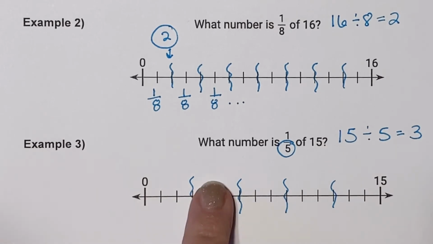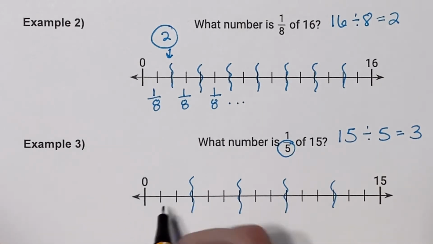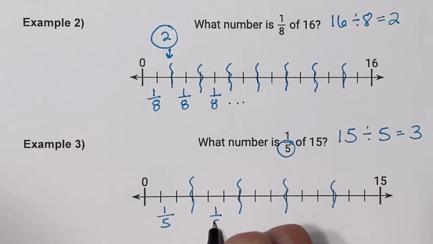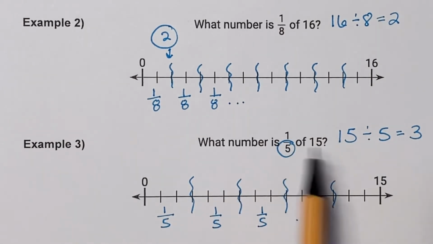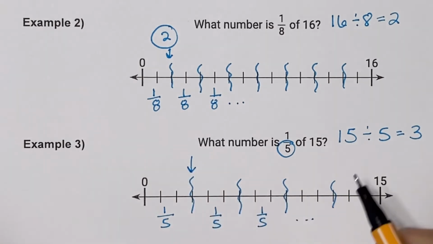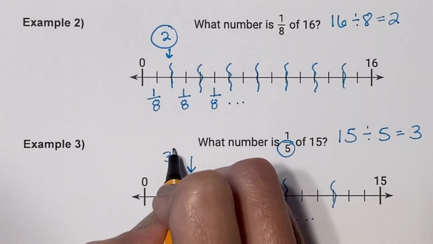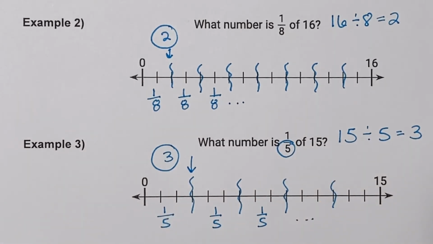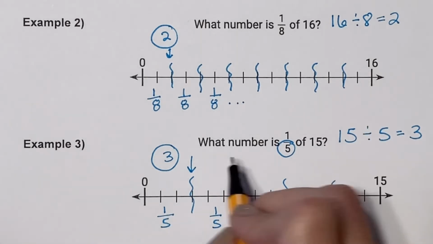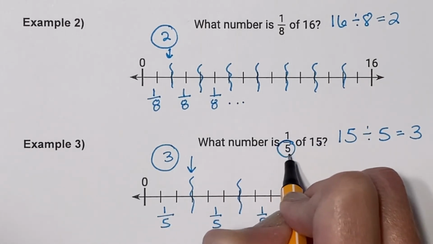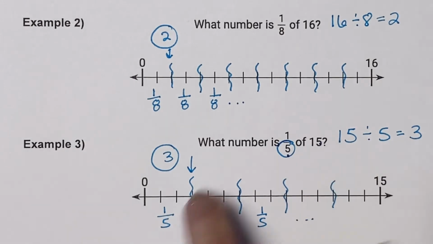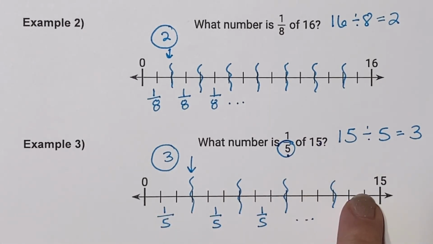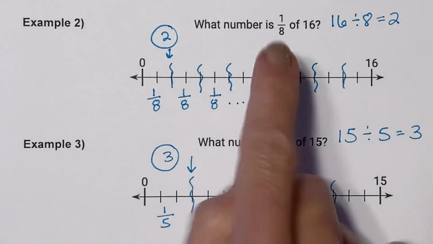So here's 1, 2, 3, 4, and 5 parts. This is 1/5, this is 1/5, this section is 1/5, and so on. What number is 1 of these fifths? Well, that would look right here, and that is 1, 2, 3. So what number is 1/5 of 15? That would be 3. So when you're doing this on a number line, you're taking your final number and dividing it by your denominator, and that gives you how many parts are in each fifth or eighth or fourth.